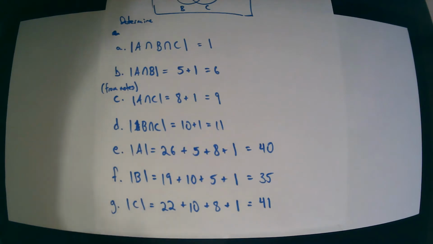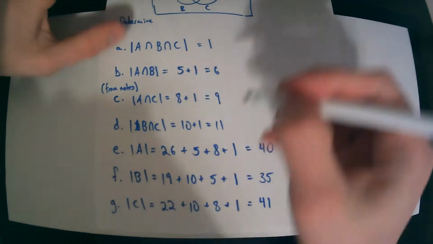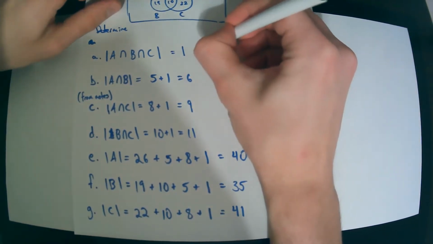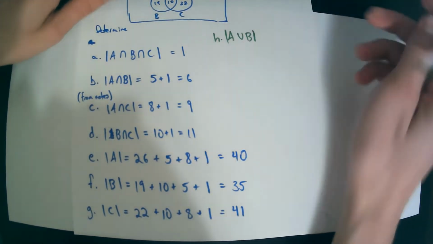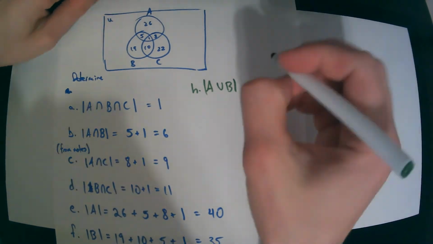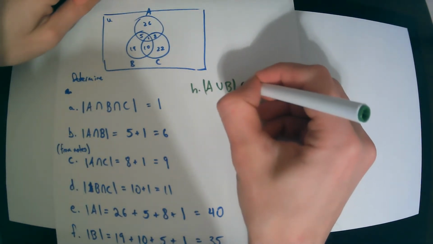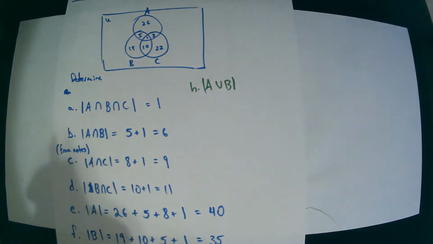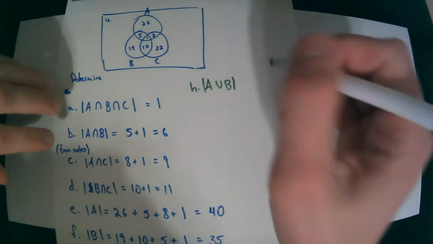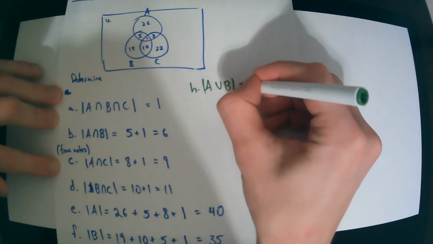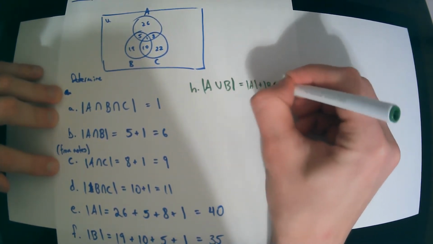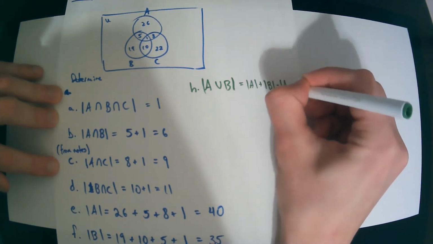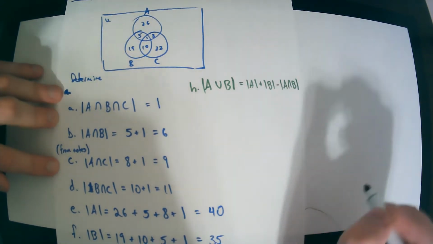I want to add another problem, the one that I accidentally was thinking about earlier, A union B. Well, according to the inclusion-exclusion principle, A union B is supposed to be the sum of the cardinal number of A plus the cardinal number of B minus the cardinal number of the intersection of A and B.